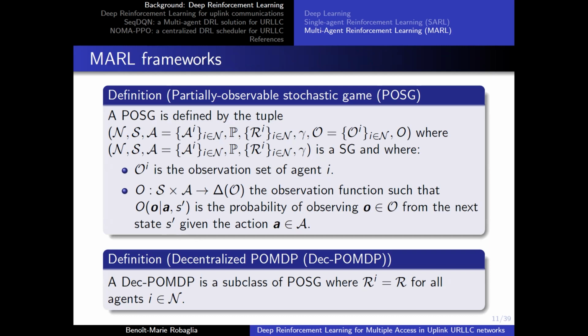There is a simplification of this framework, which is a decentralized POMDP. And in this framework, which is much simpler and that we will use, agents are assumed to have the same reward. So it's simplified because it makes the game cooperative.